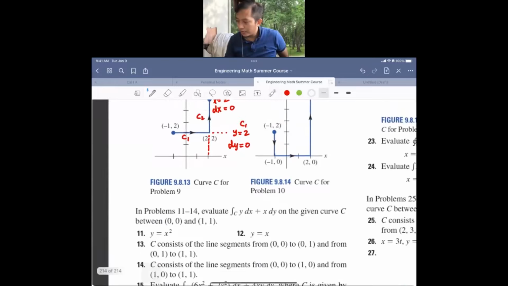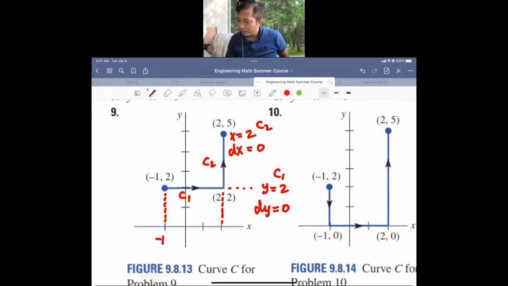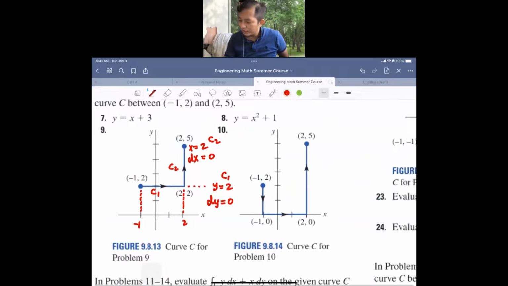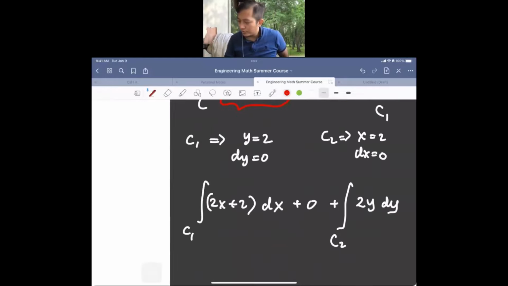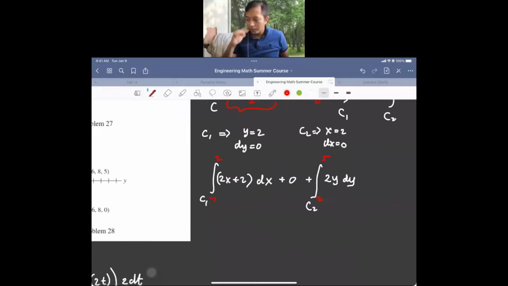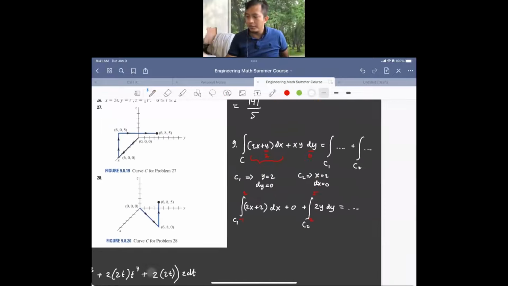And c1 is from negative 1 to 2, so that's our limits. And c2 is from 2 to 5. Right, this is 5, this is 2. So we could change this c1 from negative 1 to 2 and c2 from 2 to 5. And I think it's easy to calculate, right? Not really bad numbers. You can just use a calculator.